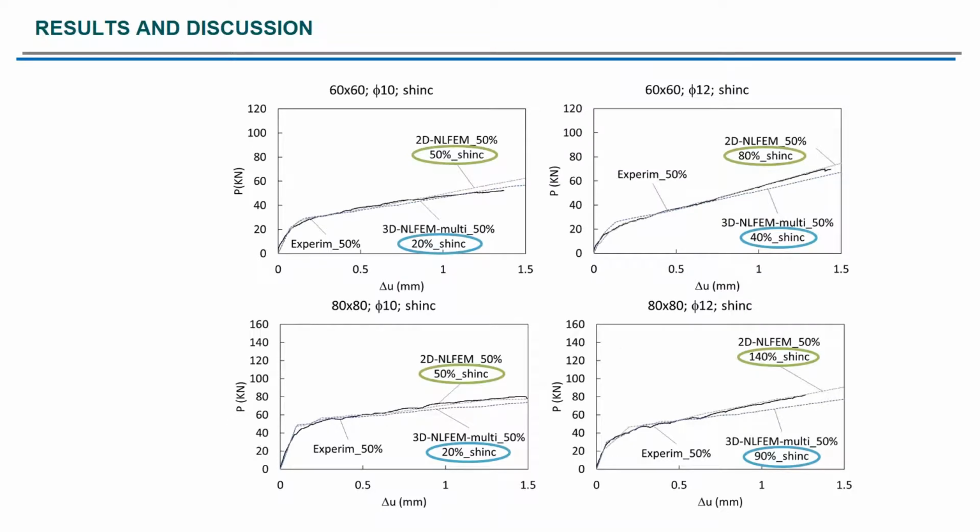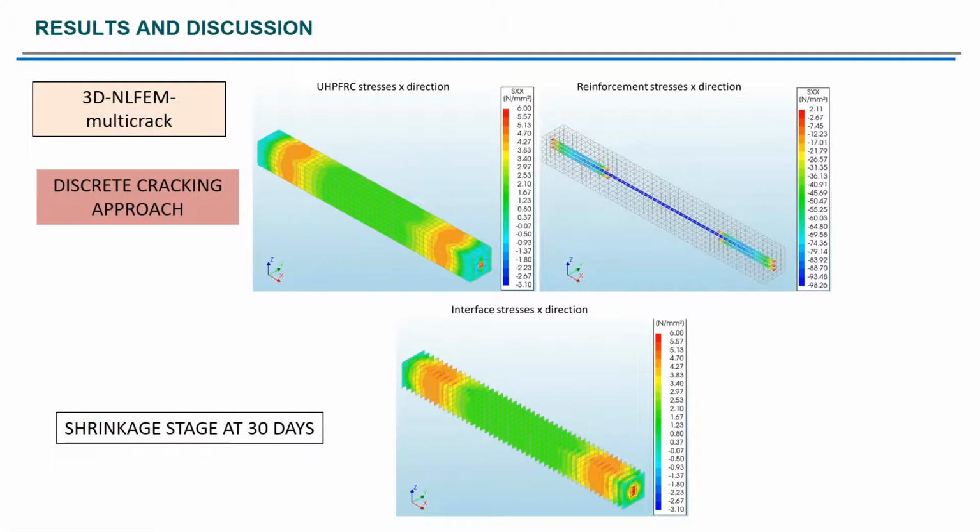If we now see some other comparisons for other specimen tests in the experimental program, in general terms, you can see that the same effects can be observed. A good fit in general terms, the three cracking stages are well detected, and some differences between the fits due to the effect of shrinkage, being less in the case of 3D. Well, at this point, I will focus more on the 3D model.